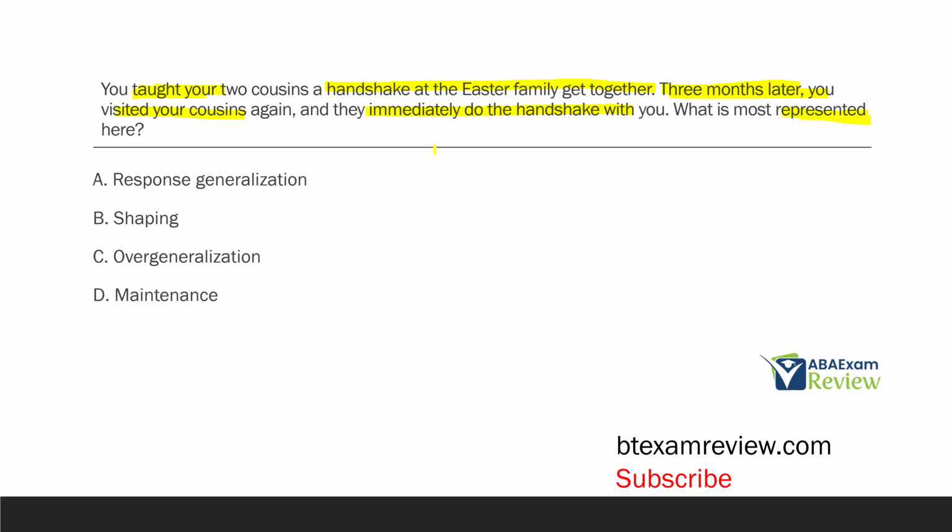What about overgeneralization? Has the handshake occurred too much, too often, at inappropriate times? No, you taught them the handshake at Easter. 3 months later, you visit again, and they're doing the handshake with you. So it doesn't seem to be overgeneralized. What looks to be represented seems to be maintenance.